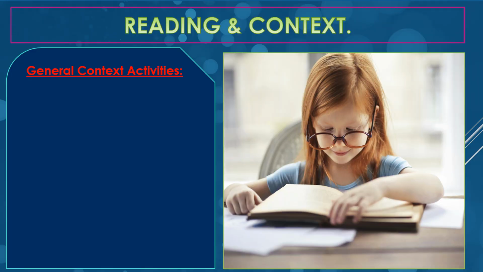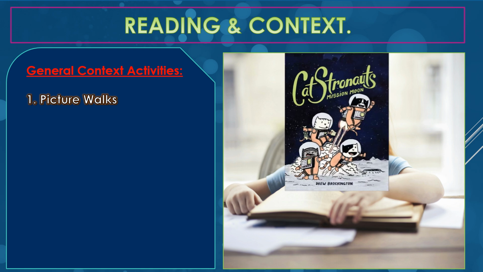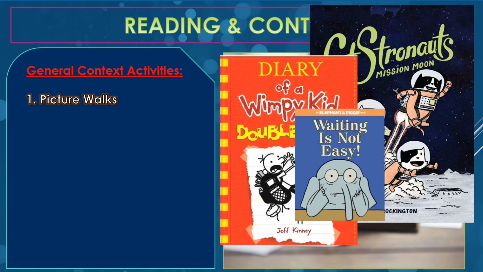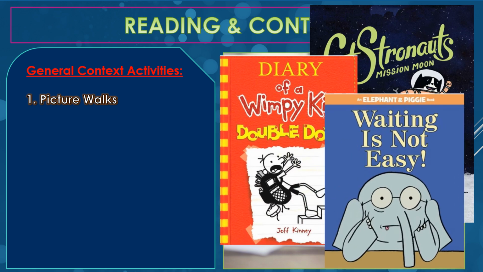Here are some context activities that teachers can use to help beginner ESL readers improve their reading confidence and skills. Picture walks. Before reading a text, have students look at the pictures and discuss what they see. Encourage them to predict what the story might be about based on the images. This helps activate their background knowledge and sets a purpose for the reading.